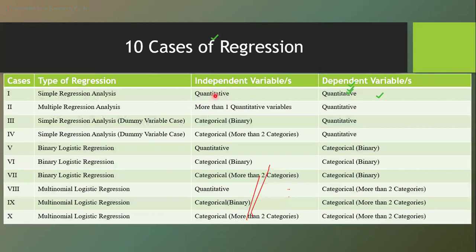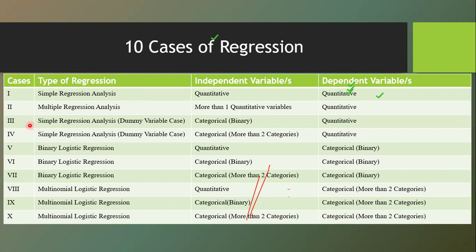when you have a quantitative independent variable and a quantitative dependent variable, this is a simple regression case. That was case one that we discussed yesterday. Then, in the second regression case, there might be more than one independent variable with a quantitative nature, and your dependent variable would also be a quantitative one. So that was the second case that we have discussed.